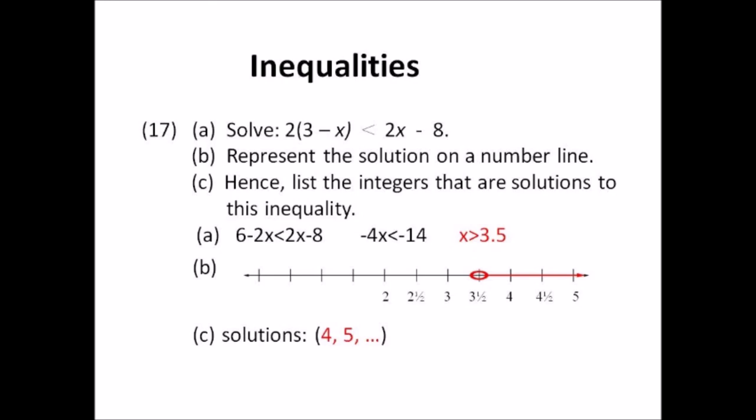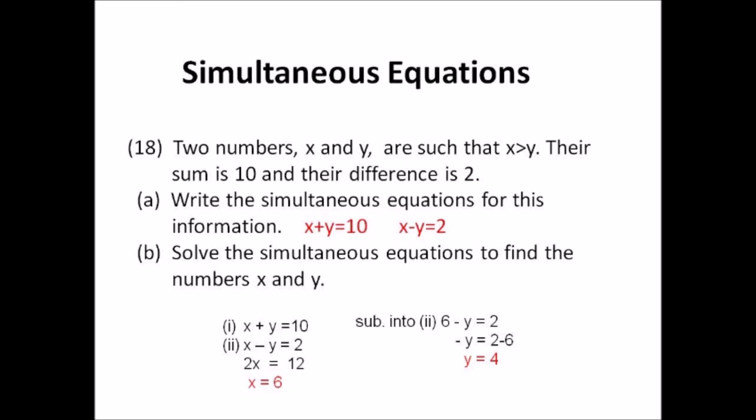Okay, number 18, simultaneous equations. The first one, x plus y is 10, and then x minus y is 2. It has to be x minus y, not y minus x, because x is greater than y. Then solve it. So x is 6, and y worked out to be 4. Once you add x plus y equals 10 and x minus y equals 2, you get rid of the y's. So you get x, and then you substitute it into the first equation to get y. That's it, simultaneous equations, guys.